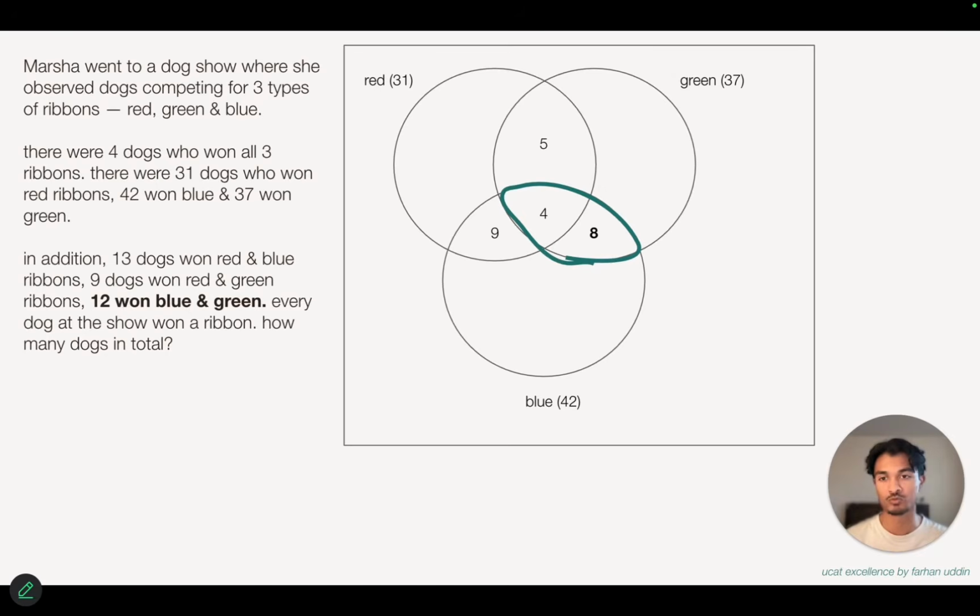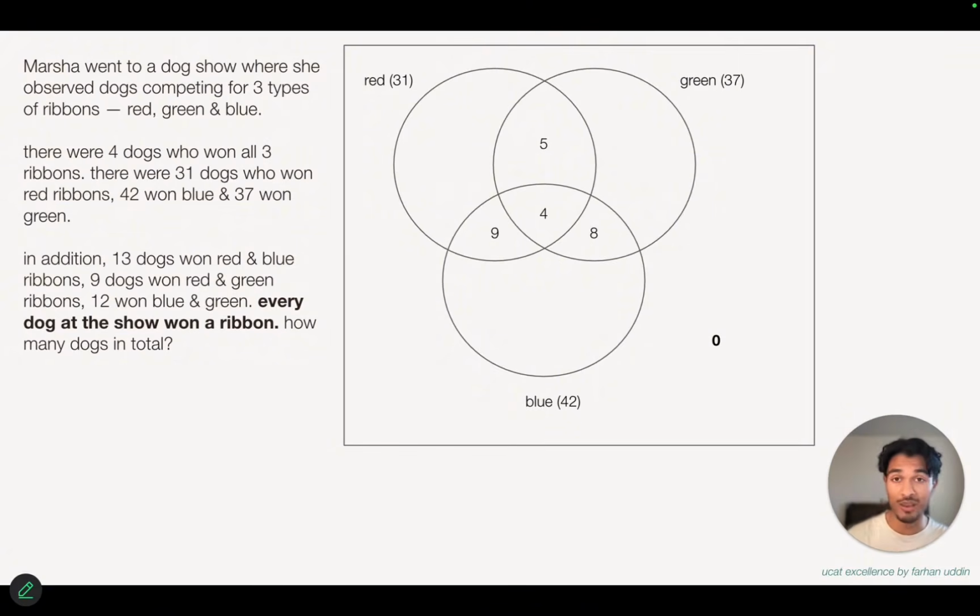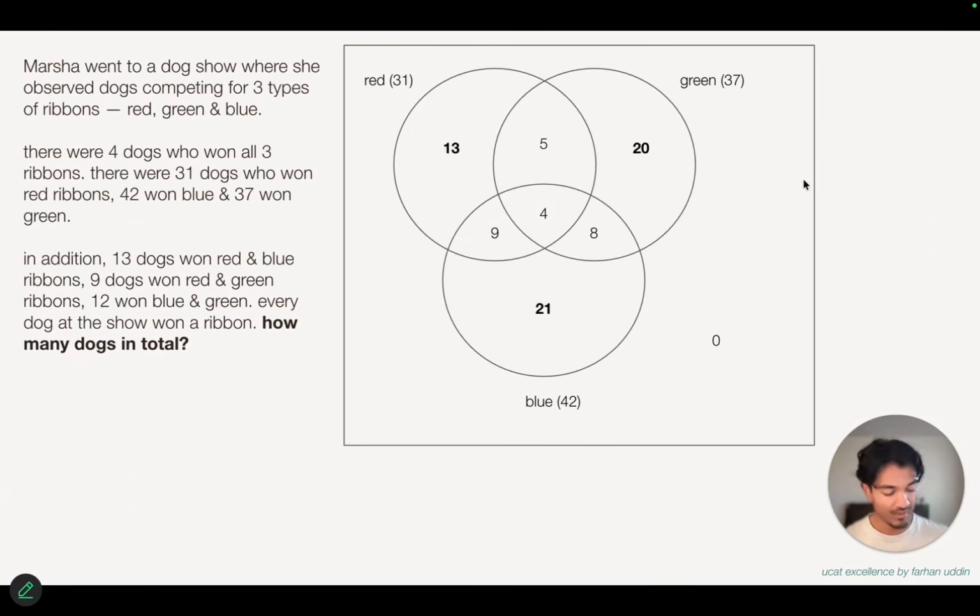Then we've got much more to work with. Let's keep going. Every dog at the show won a ribbon. So we know that there's a 0 on the outside. And now with this information, we can comfortably fill in the rest of the Venn diagram. The way we do that is, we know the total for red now, and we have all the other missing pieces. So if we subtract 5, subtract 4, subtract 9 from that total of 31, we're going to get the answer of 13. And we do the same for green, we do the same for blue. All of a sudden, we've got our complete Venn diagram.